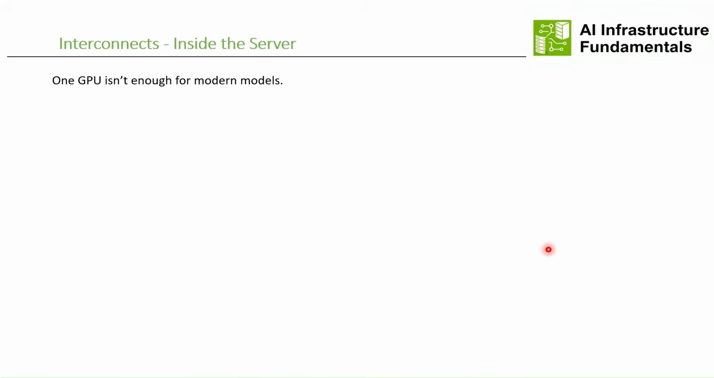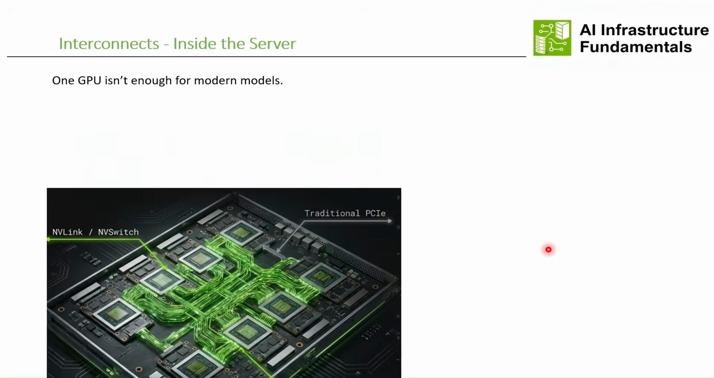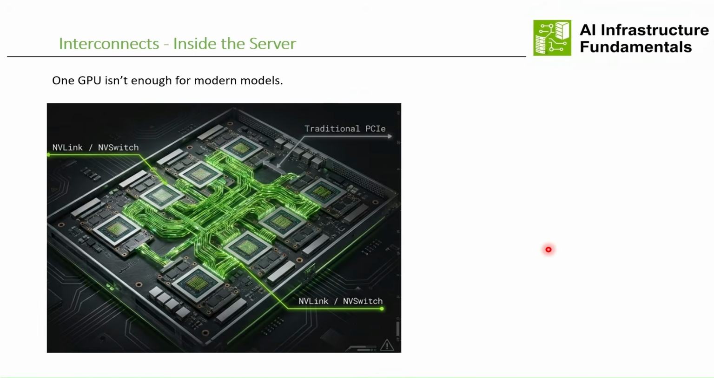Now let's look at the interconnects. So let's be very honest, one GPU isn't enough for modern models, right? One GPU is not enough to run all your models, huge or trillion parameter models. That's when NVIDIA has come up with interconnects like NVLink, NVSwitch, and then traditional PCIe. We'll look at each of them, what they are.